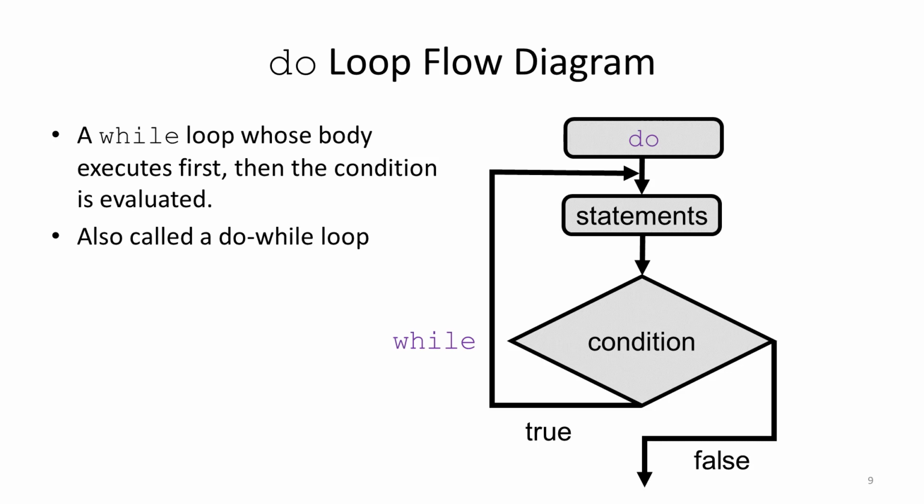If you take a look at the flow diagram shown on the slide, you can see that it is an upside down while loop. So the statements execute first, then the condition is evaluated. If the condition is true, go back to the top of the do, execute the statements, re-evaluate the condition, and that is where the loop happens. As long as the condition is true, go back up to the top of the do, execute the statements. When the condition is false, then the loop exits and the program continues execution as normal.